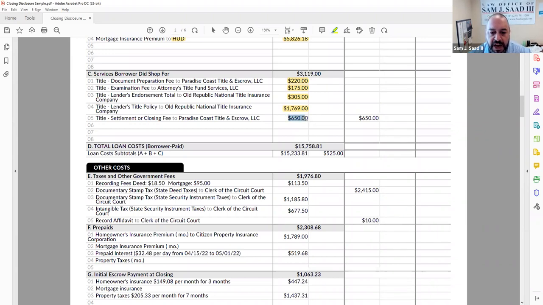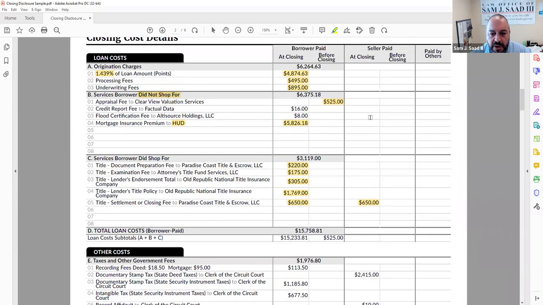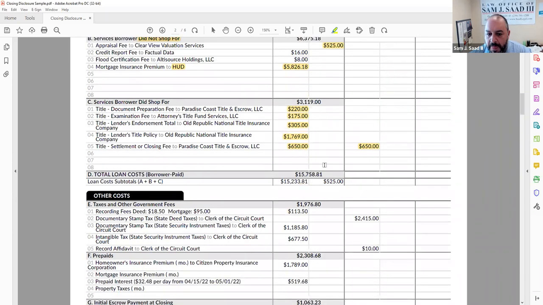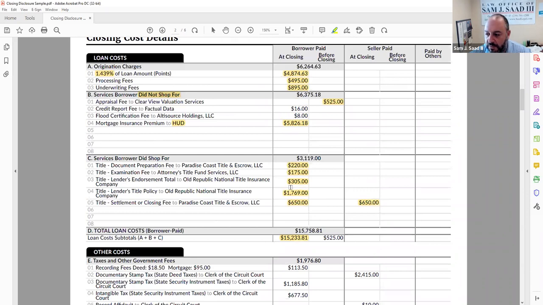And then now we have a settlement fee. Of course, Paradise Coast Title and Escrow, we charge low flat fees, and we don't charge any junk fees. So you don't see any costs in here for administrative charges or wires or transaction fees that other closing agencies might charge. The seller, of course, being the person that has to clear title, they also pay a closing fee because all the work really is on the seller side to make sure that marketable title passes. So all of this is added up and you get your loan costs right here, $15,233.81. That's this column added together.